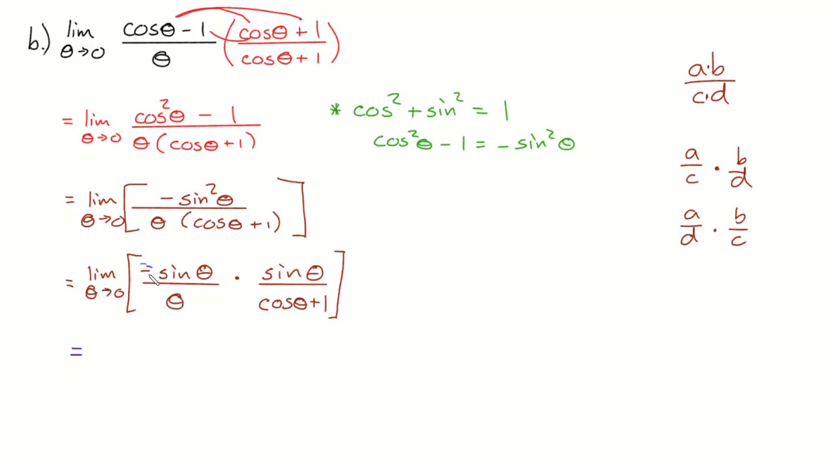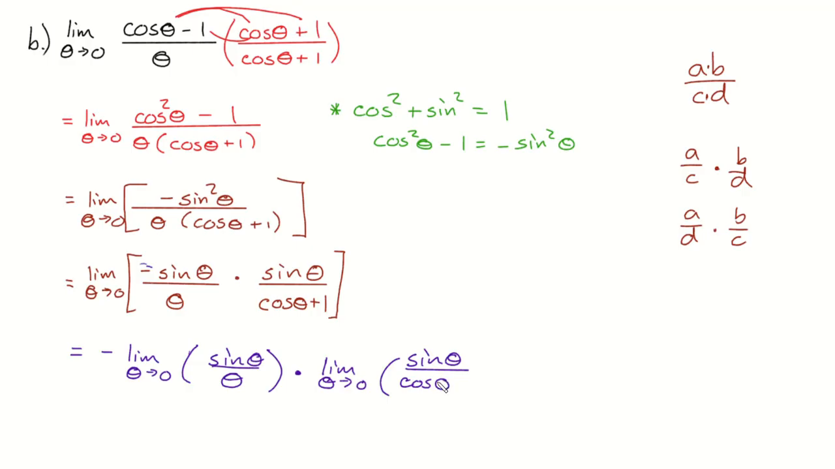So if I want to, and I don't really want you guys to, you can. I'm going to move this negative sign out to the front of my first limit. So it's negative the limit as theta approaches 0 of sine theta over theta times the limit as theta goes to 0 of sine theta over cos theta plus 1. Before we kick forward, now is the time. If there's anything that you see and you go, I don't know what the heck just happened, please, please, please bring it up.